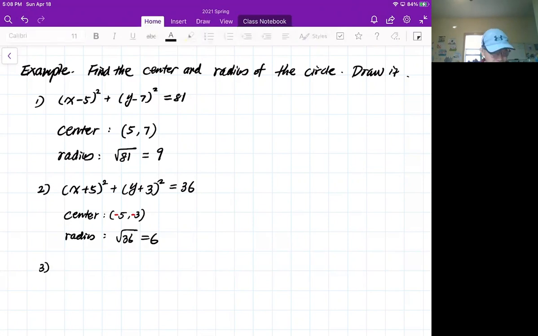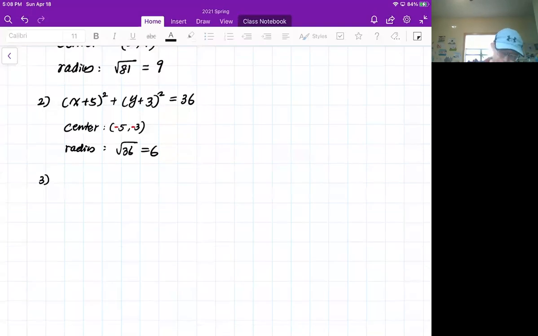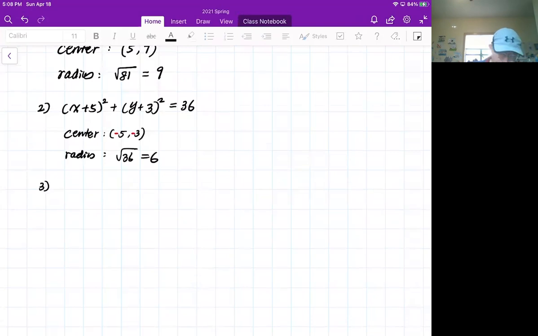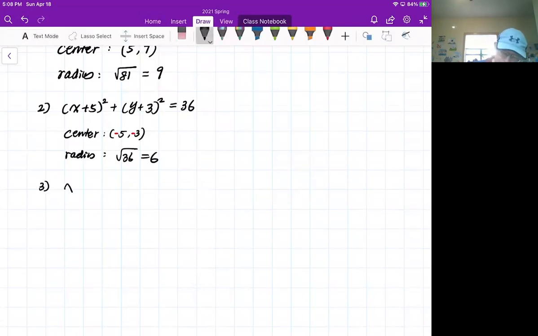Okay, next one. So far, so good. Next one is not easy. I'm going to give you the equation. Sometimes it's given in a different way. So I'm going to have x squared plus 10x and then plus y squared minus 8y equals 8. The hard part for this one is that it's not given in the standard way. So how do you write that in the standard way? So what's called the standard way?